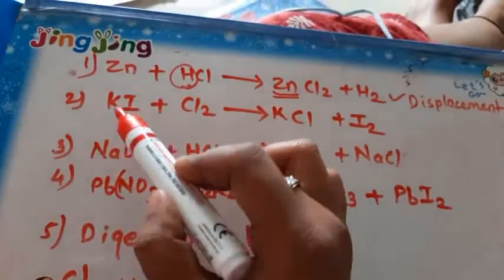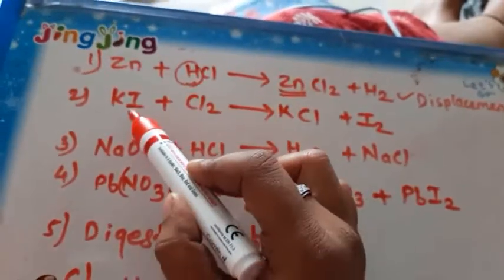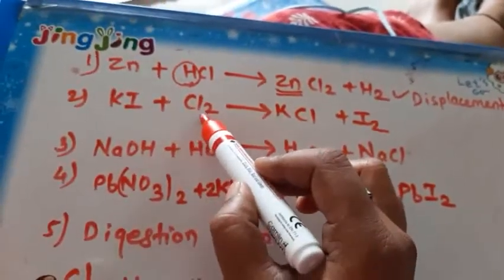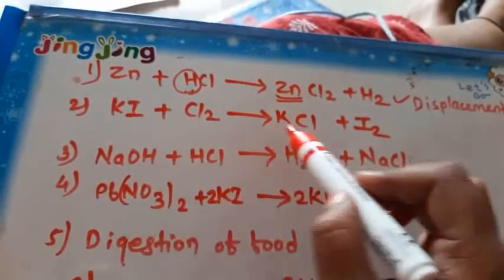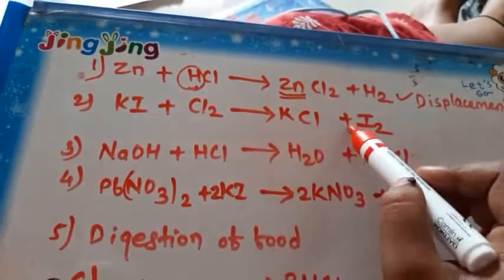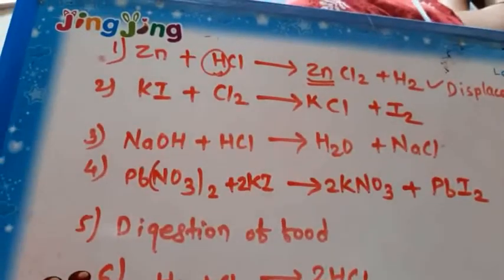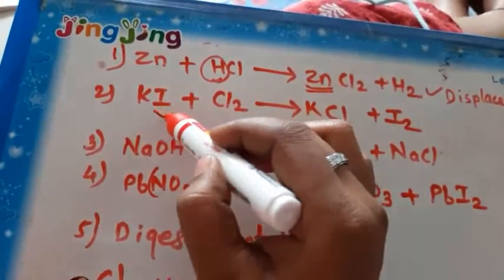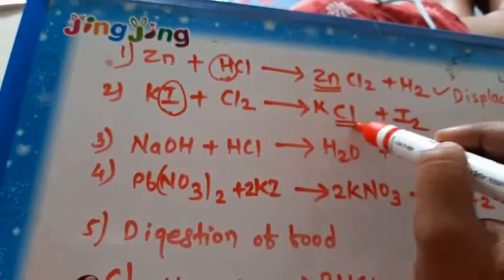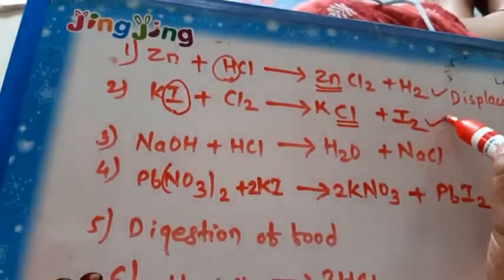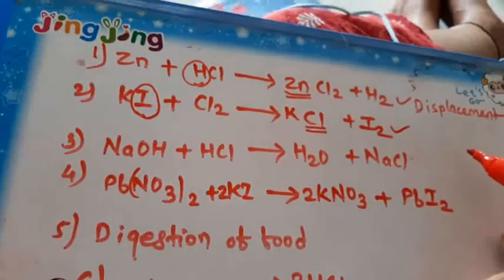Next is potassium iodide is added to chlorine gas. Then products are KCl and iodine is separated. In this reaction, place of iodine is taken by chlorine. That's why this is also example of displacement reaction.